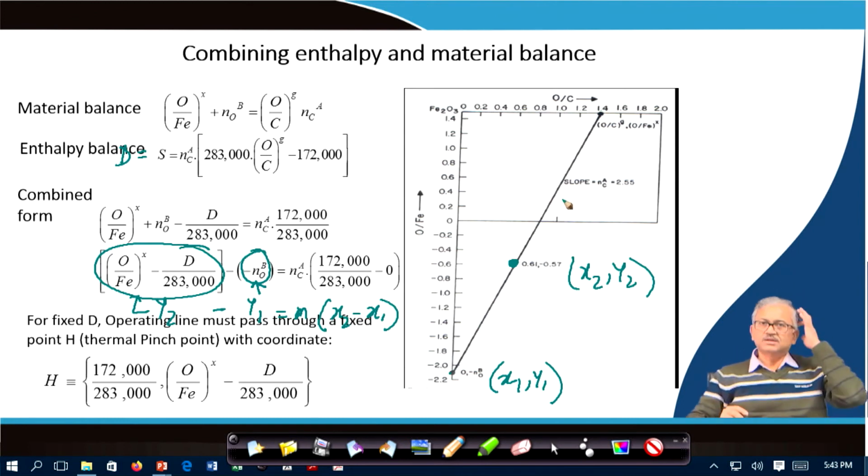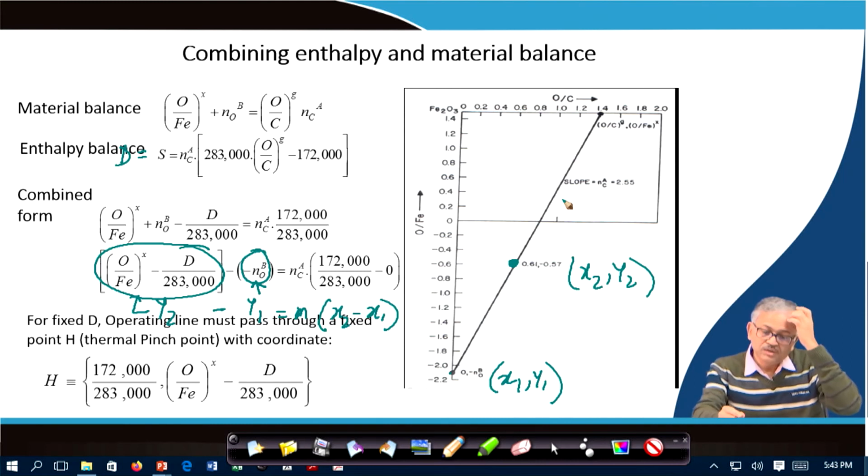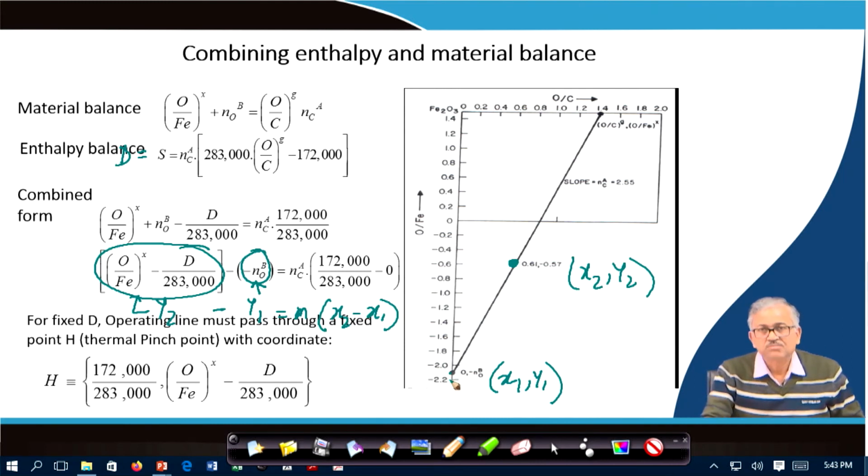So if you know the blast rate now, then you can calculate both the coke rate as well as the gas composition. Unlike the previous case when we did only the oxygen balance, where I needed to know two parameters to calculate the third, here I need only one parameter and the other two I can calculate. So one degree of freedom is reduced now. For example, if I know the coke rate, then I can calculate the blast rate as well as the gas composition. If I know the blast rate, I can calculate the coke rate or the exit gas composition.